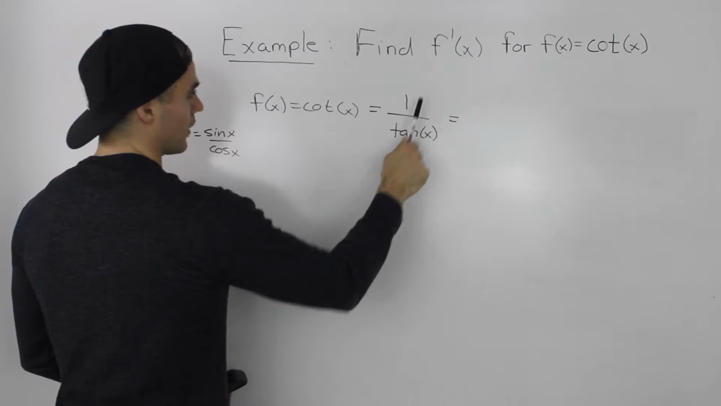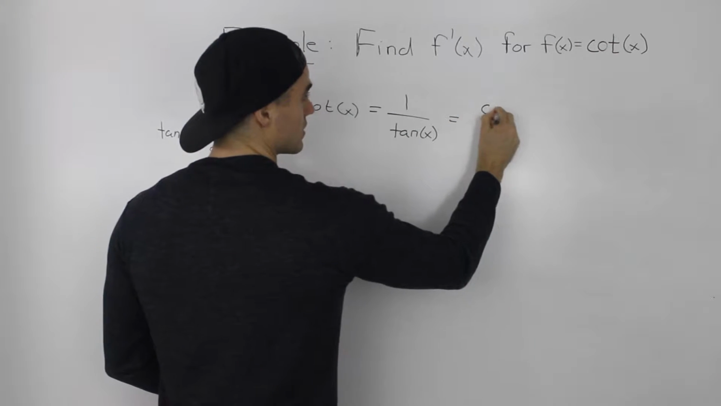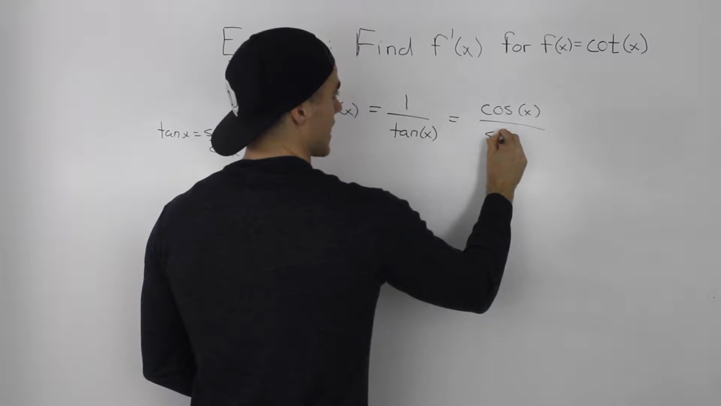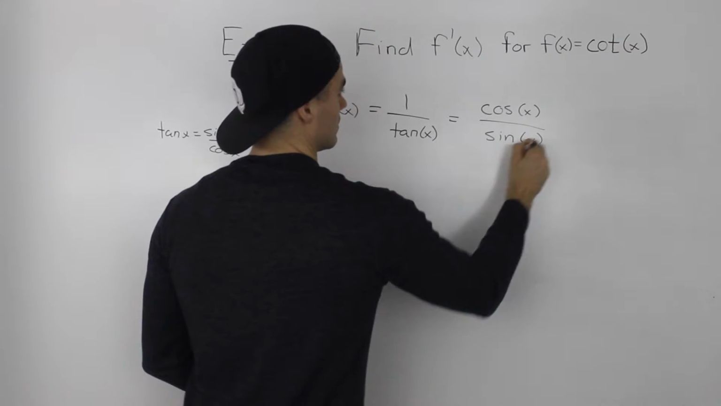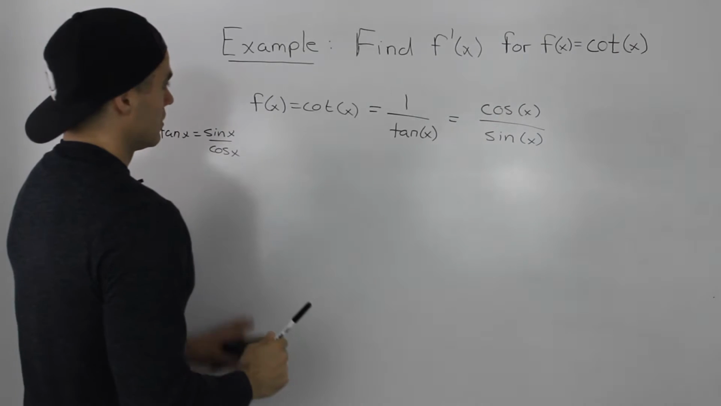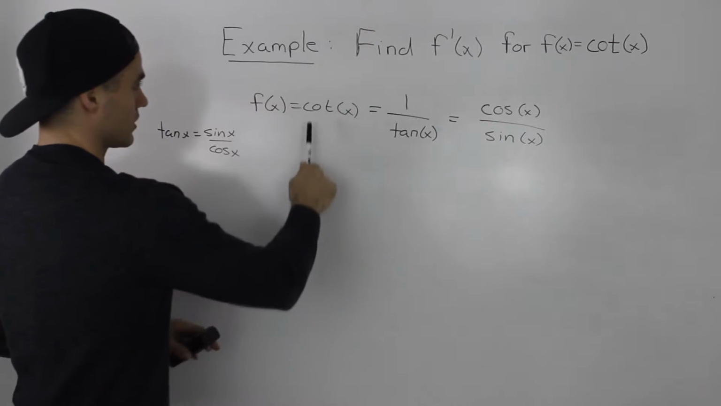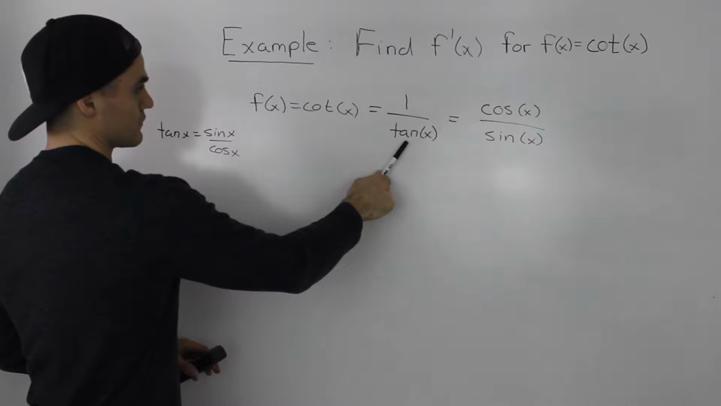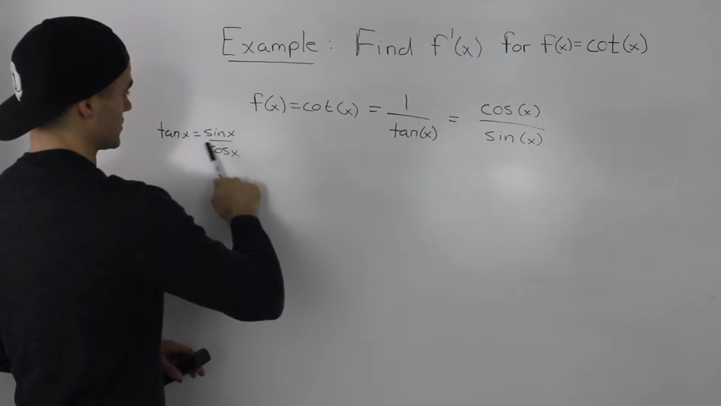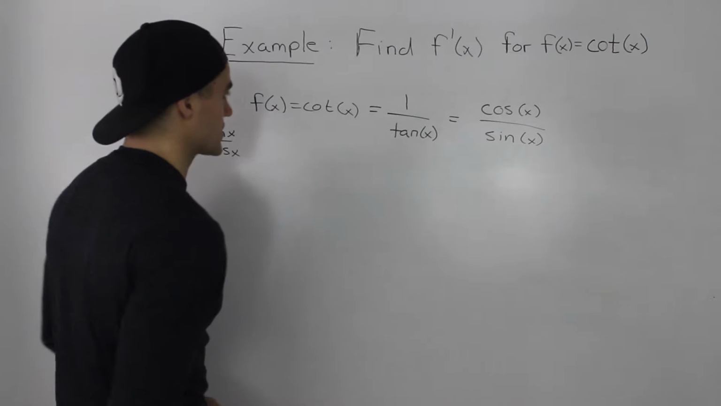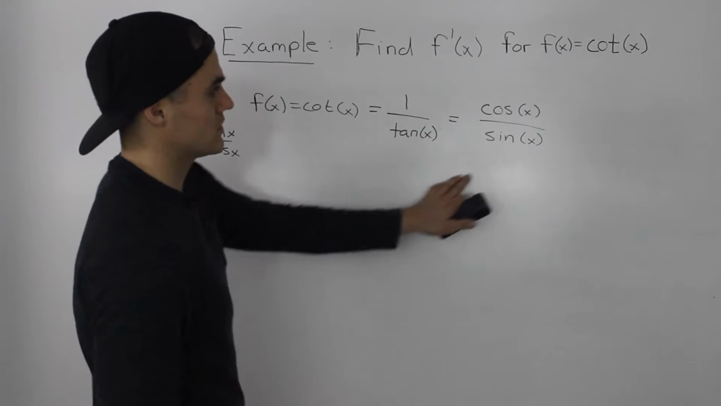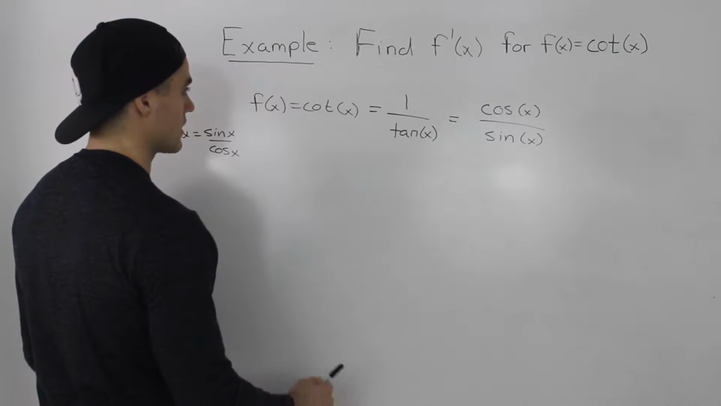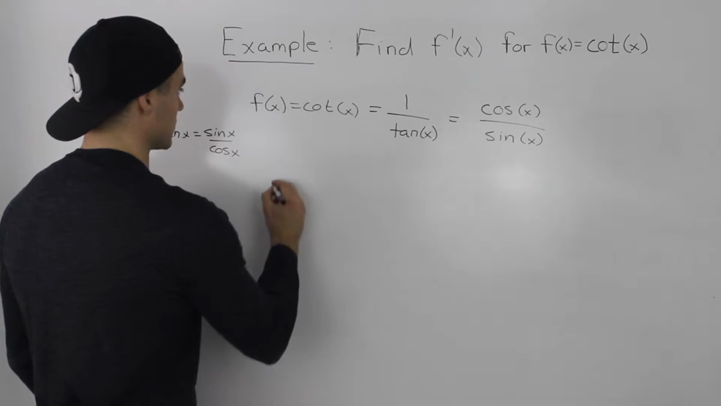So we could rewrite 1 over tan x as cos x over sine x. Right? Because again, cotangent x is the reciprocal of tan x. So the reciprocal of tan x is just cos x over sine x. And now it's a lot easier to find the derivative because it's in terms of cos and sine, and we know how to work with those.